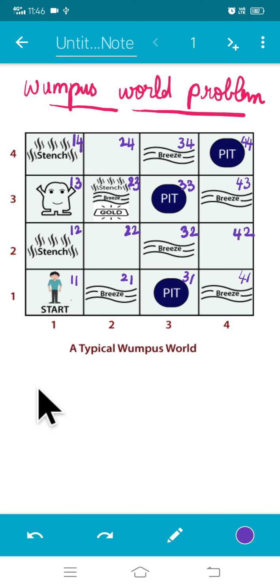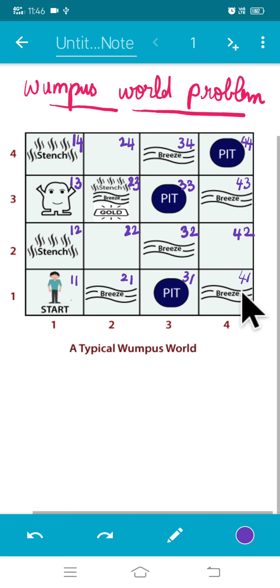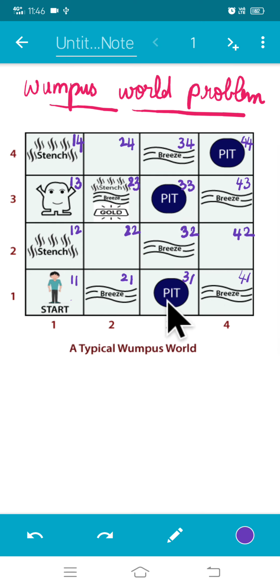Here I have given the 4 cross 4 grid of the Wumpus problem and its current state. All the tiles in the grid I have named 1 1, 2 1, 3 1 and 4 1, and so on. I have also given all the elements of the Wumpus problem, like pit, breeze, stench, where the Wumpus is present, and where the agent is present. Basic information about this problem is given here.